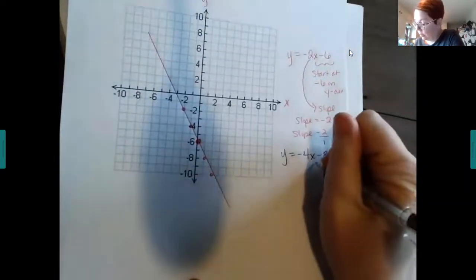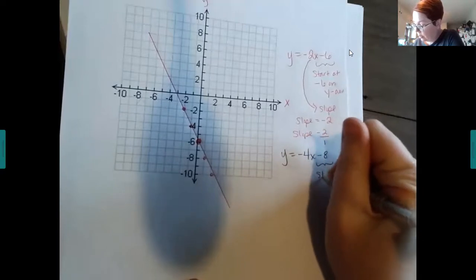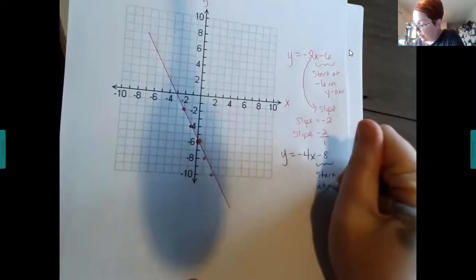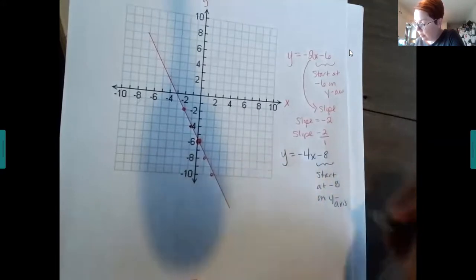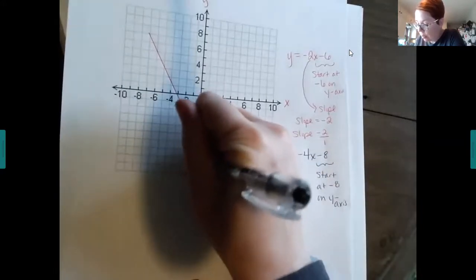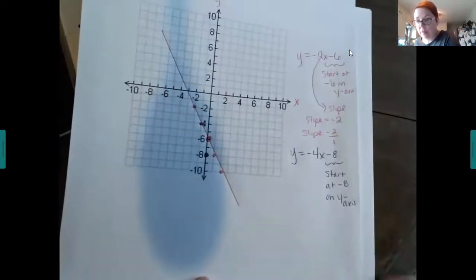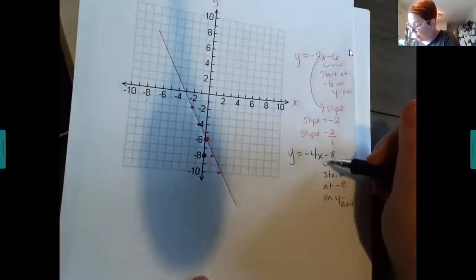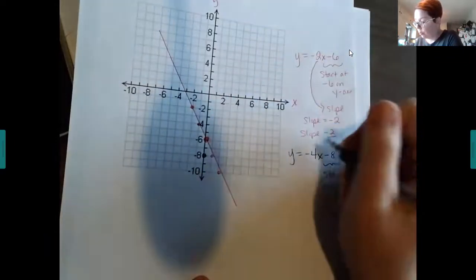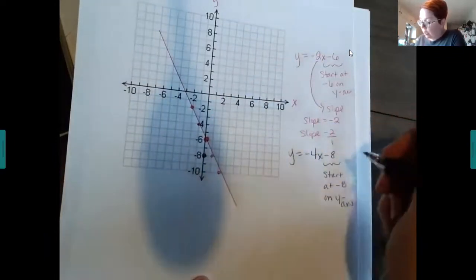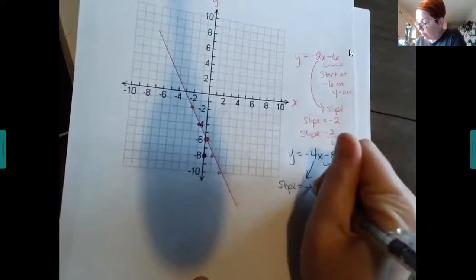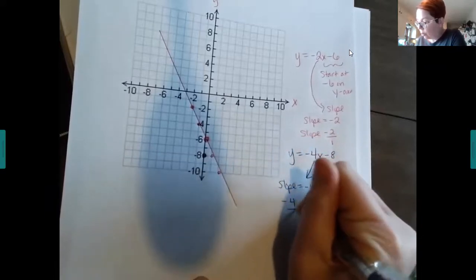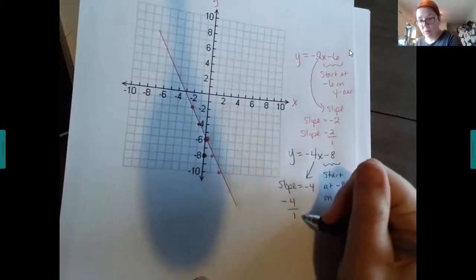Okay. So we're going to have a new line. And in this new line, it starts at negative 8 on the y-axis. So we're going to make a point here. And this is why I wanted to show you that backwards movement, because this slope is negative 4. So again, that'd be negative 4 over 1. So I would go down 4 to the right 1.